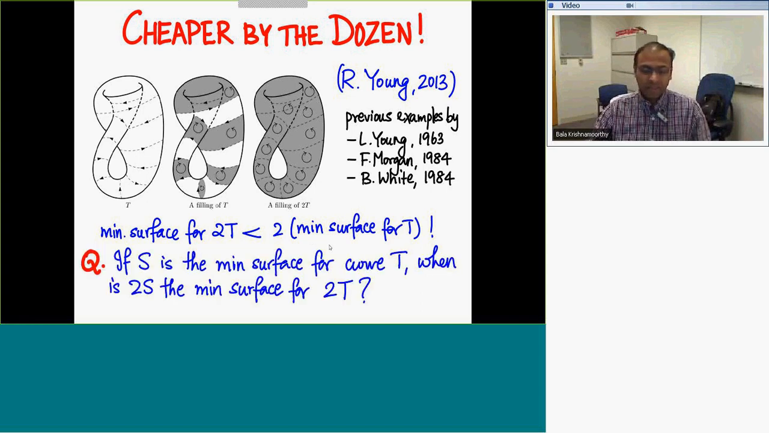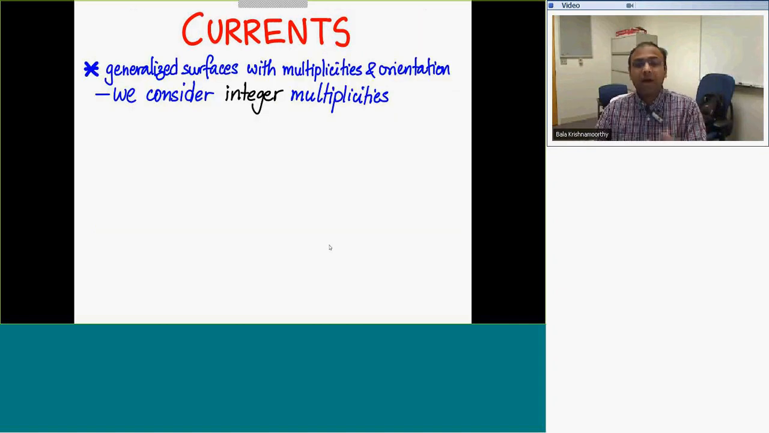So the question we are interested in here is, if S is the minimal surface for a curve T, a closed curve, makes sense, is 2S also the minimal surface for 2T? And the answer is yes for codimension 1 and 2, not for codimension 3, as this example shows, one curve in R4. But we ask similar questions in a more general setting, for currents.